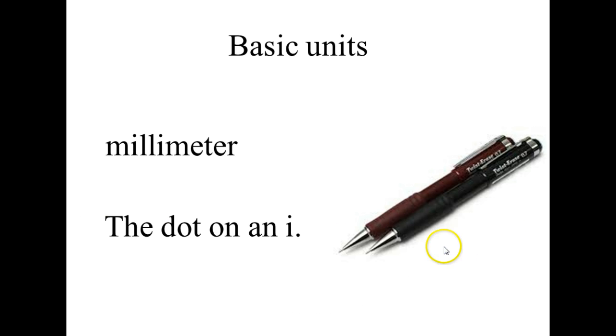And then finally, if I'm measuring things that are really, really small, I might use a millimeter. The millimeter is about the size of the dot on an i when you're writing. If you use mechanical pencils, you will probably have some that say 0.7 mm. So when you write with them, they're just a little thinner than a millimeter.